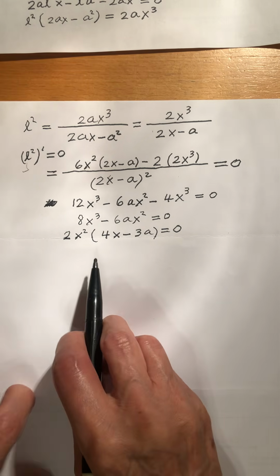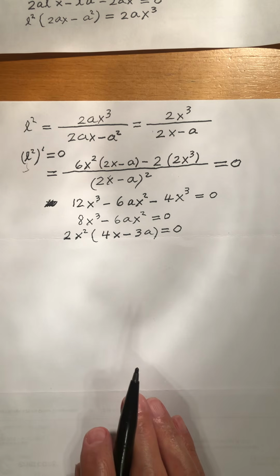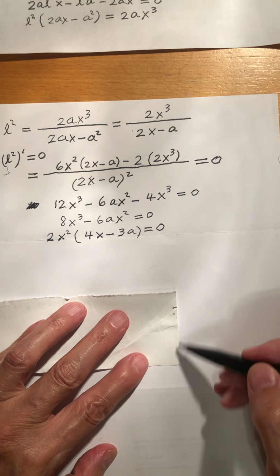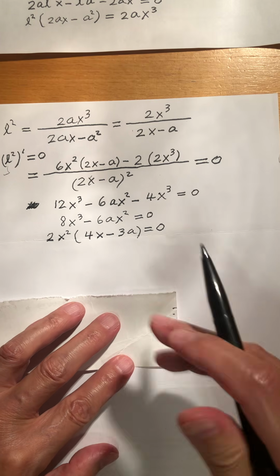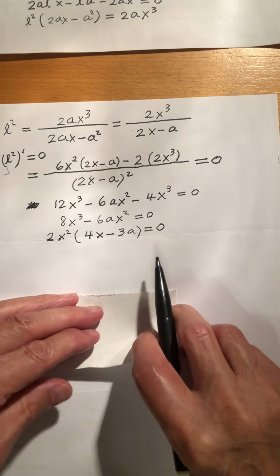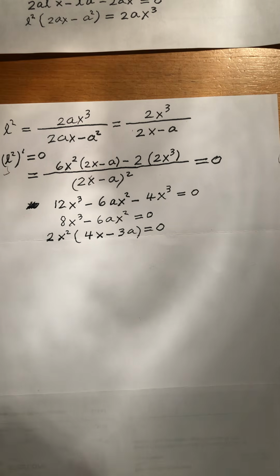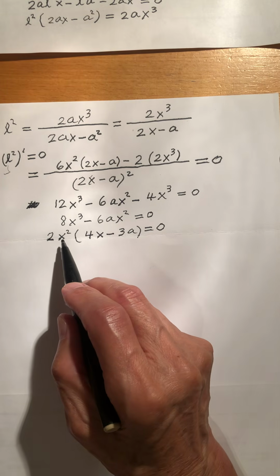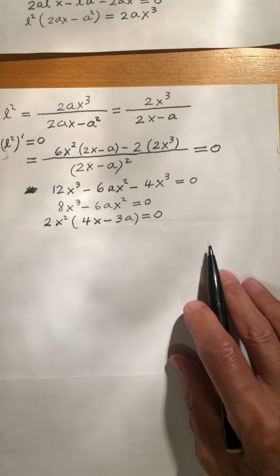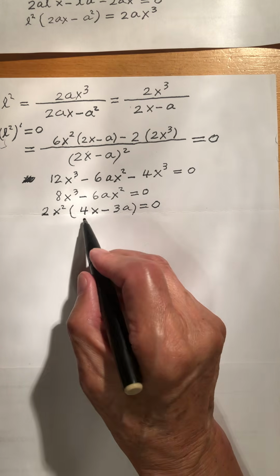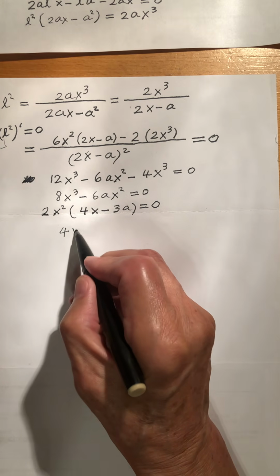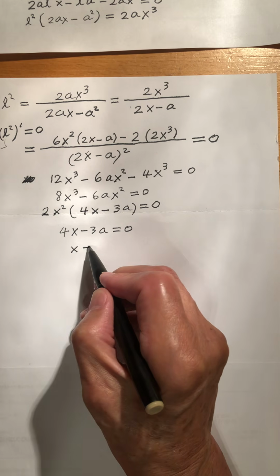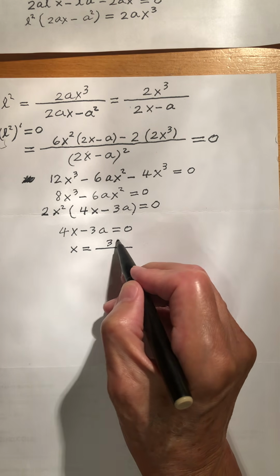But x is 0 is not the case. If x is 0, you don't fold it, and you don't have the question, you have to fold it. So this is not 0, according to our question, which is never 0. So the 0 is this bracket. 4x minus 3a is 0. Then quickly I have x is 3a over 4.